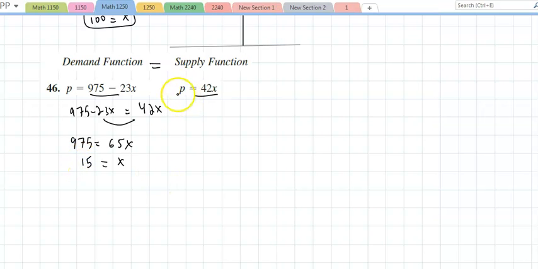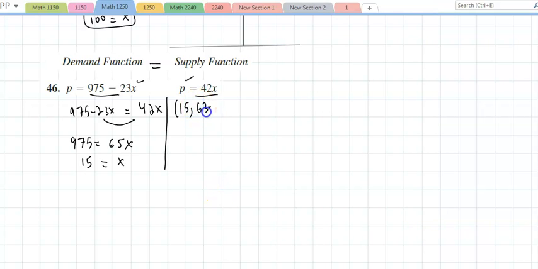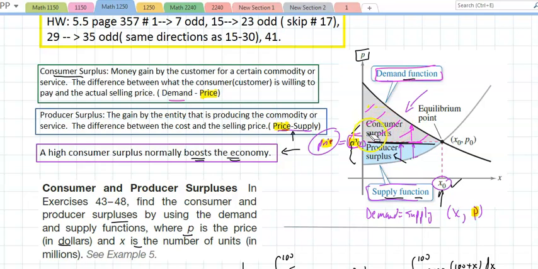So I figured that the number of units is 15, and the price either here or here, you should get the same answer. It doesn't matter. If I take 42 times 15, I'll get 630, and if I take 975 minus 23 times 15, I'll get also 630. So the price is 630, and the number of units would be 15. I need both of those to do the problem. First, if I want to figure out the consumer surplus, I need to take the integral, and again, I'm just reinforcing this so you could see it over and over.